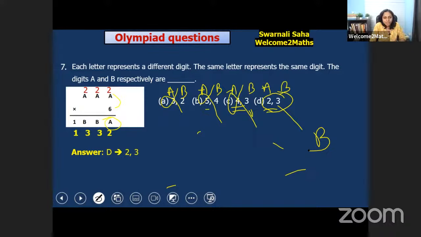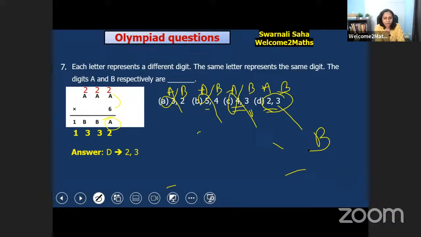Okay. So did you understand? In this way, you have to solve the question, because the ones place is very important. They are saying whenever you multiply AAA by 6, you will get A at the ones place, that means the same digit. So easily you can find out your answer.